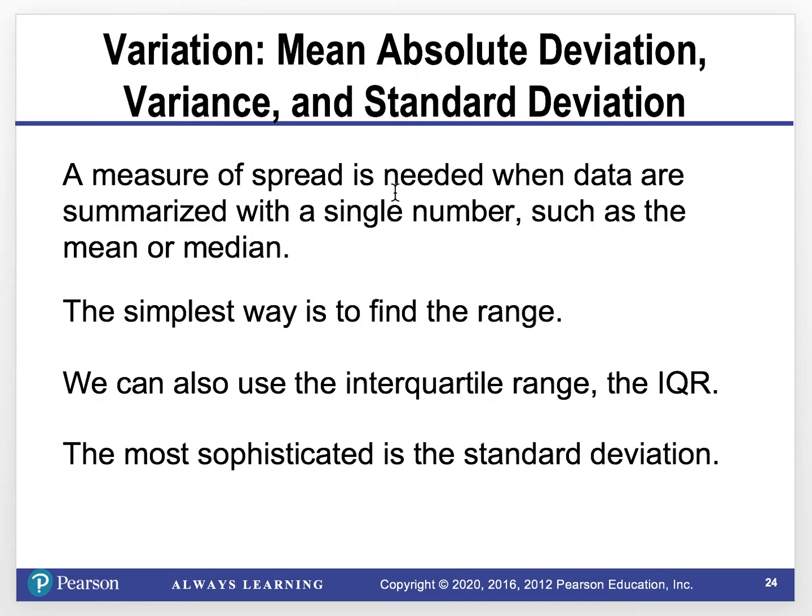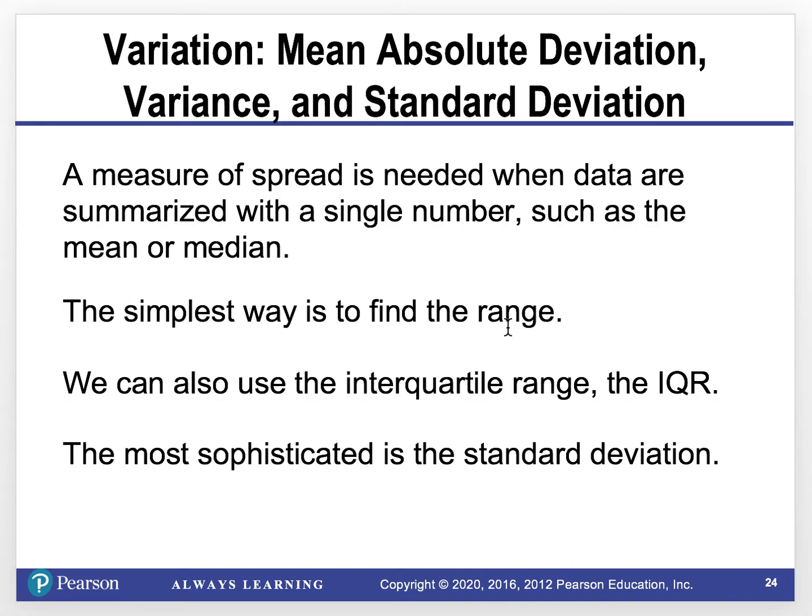So a measure of spread is needed when data are summarized with a single number, such as the mean or median. The simplest way is to find the range. Okay, we talked about what the range is. It's the highest minus the lowest. That's the simplest way, but that's not really a good measure of the spread.